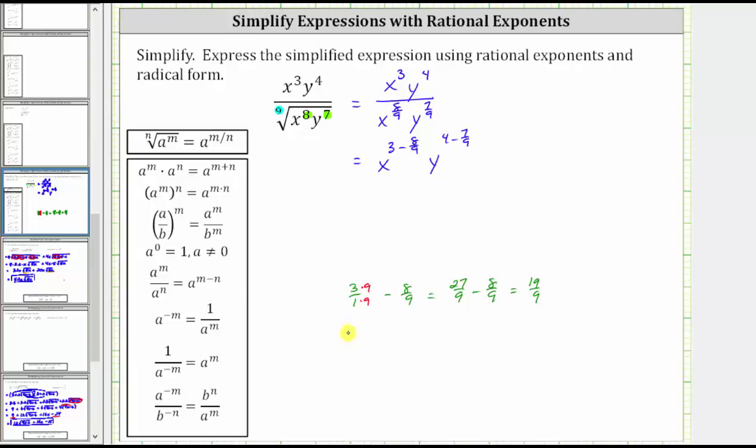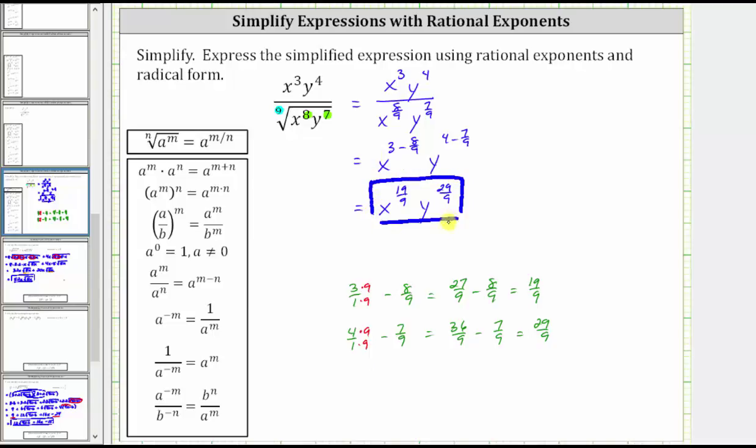And now let's determine 4, or 4 over 1, minus 7 ninths. Again, the least common denominator is 9, so we multiply the numerator and denominator of 4 over 1 by 9. This gives us 36 ninths minus 7 ninths, which is equal to 29 ninths. This gives us x raised to the power of 19 ninths and y raised to the power of 29 ninths. This is the simplified expression expressed using rational exponents.